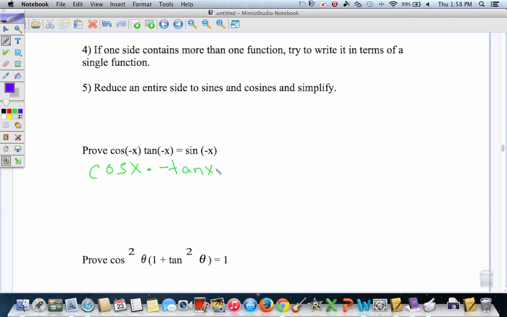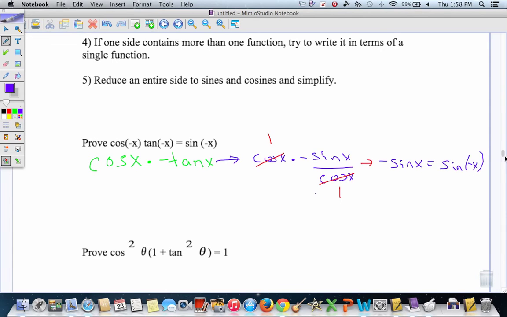From there, I hope we would all agree that we leave the cosine as it is, but change tangent to put it in terms of sines and cosines. So we'll write that as negative sine over cosine, showing that cosine between the numerator and the denominator will cancel. That leaves us negative sine of x over 1, or just negative sine of x, and as we have in our notes, negative sine of x equals the sine of negative x.